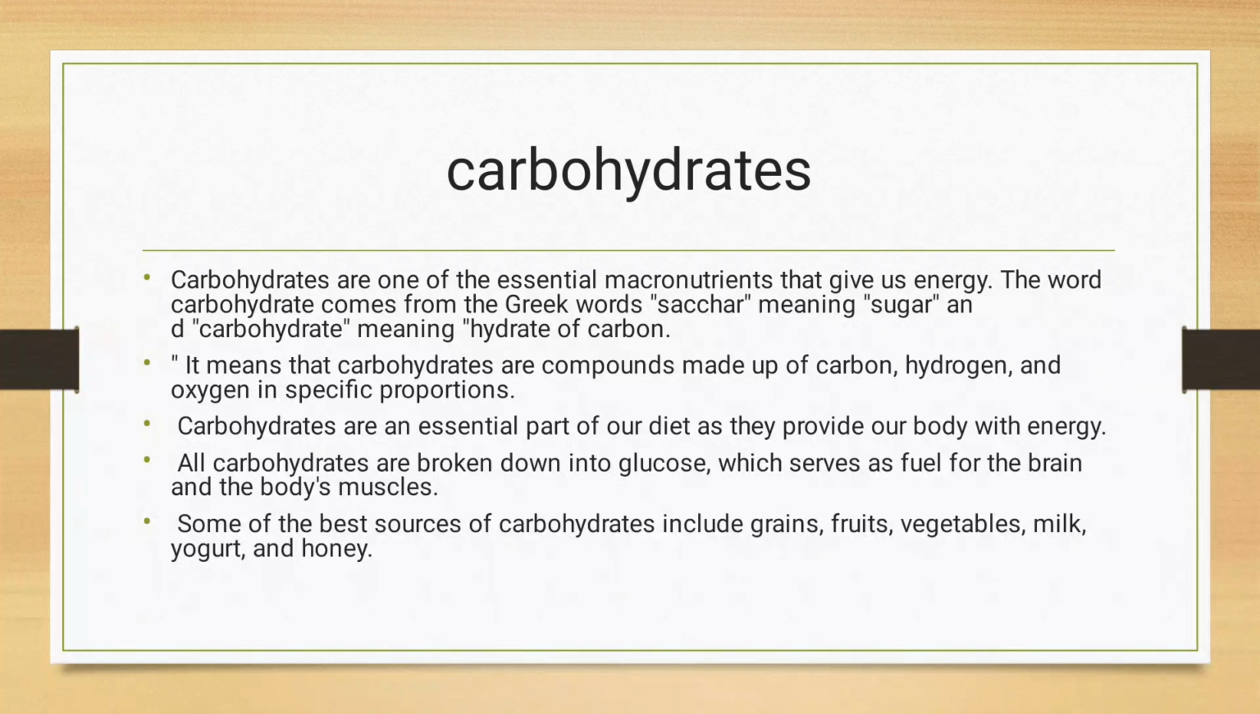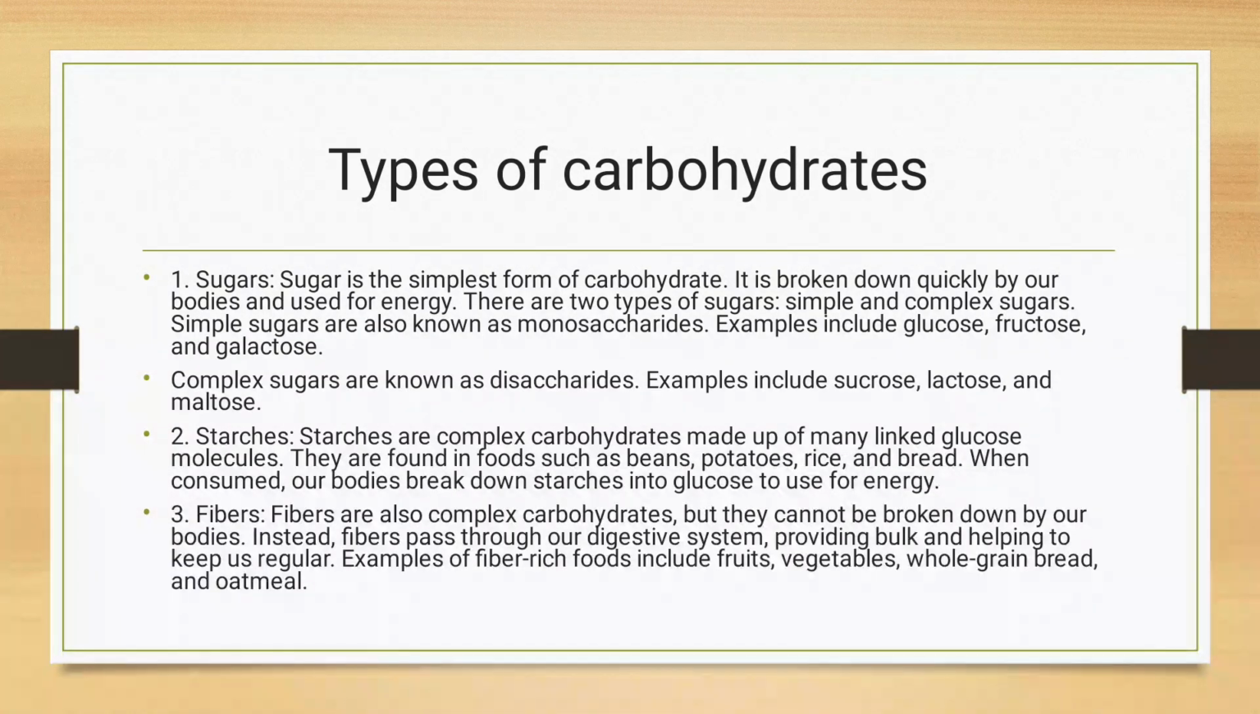Carbohydrates are simple sugars which provide us with more energy. Usually, carbohydrates are made up of carbon, hydrogen, and oxygen. Some of the best sources of carbohydrates are grains, fruits, vegetables, milk, and honey. Types of carbohydrates are generally classified into sugars, starches, and fibers.